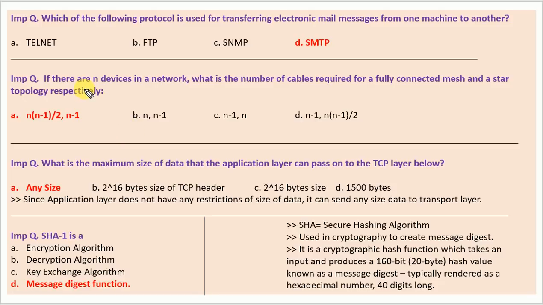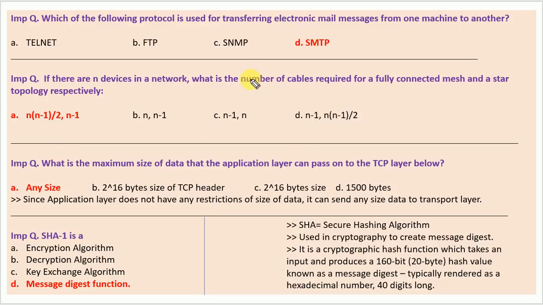The next question is related to topology that we have already covered. If there are n devices or n nodes in a network, what is the number of cables required for a fully connected mesh and a star topology? As we know, for mesh topology, the number of cables required is n into n minus 1 upon 2, and for star topology the number of cables required is n minus 1.